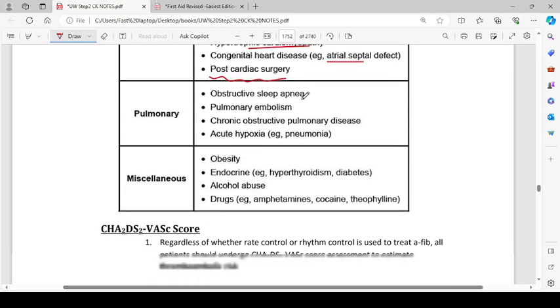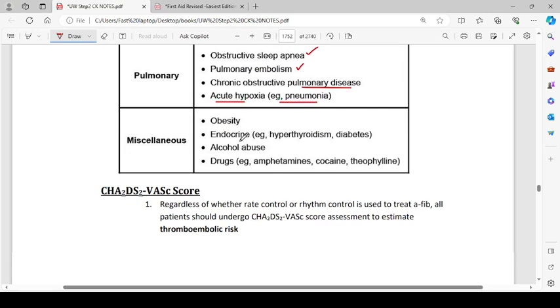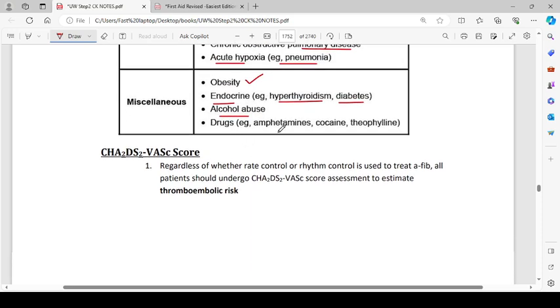Pulmonary conditions include obstructive sleep apnea, pulmonary embolism, chronic obstructive pulmonary disease, and acute hypoxia, for example, pneumonia. Miscellaneous causes include obesity, endocrine causes like hyperthyroidism and diabetes, alcohol abuse, and drugs like amphetamines, cocaine, and theophylline.